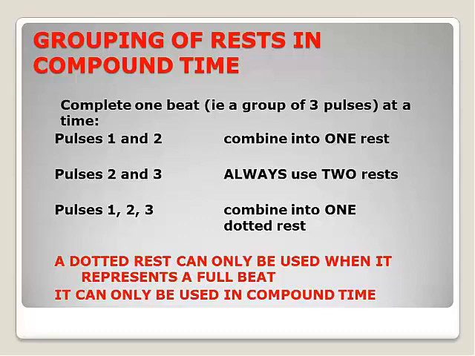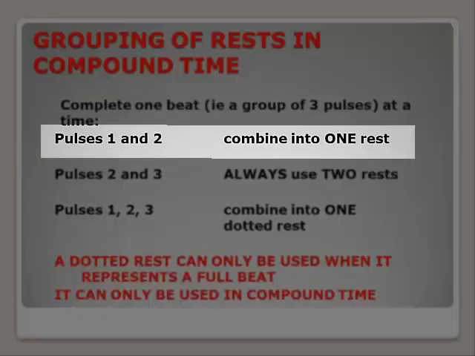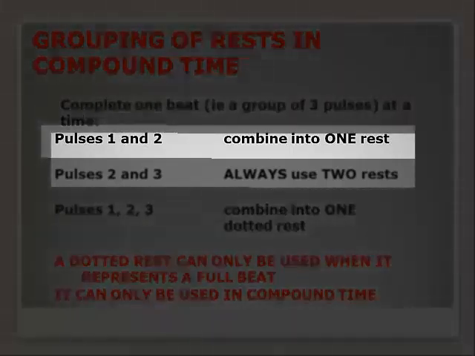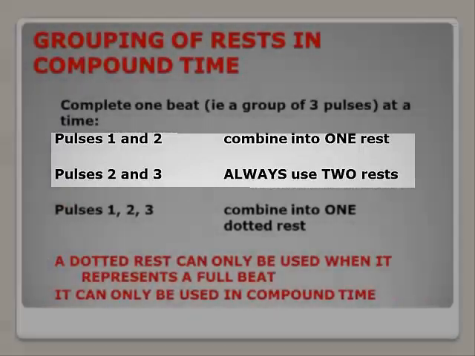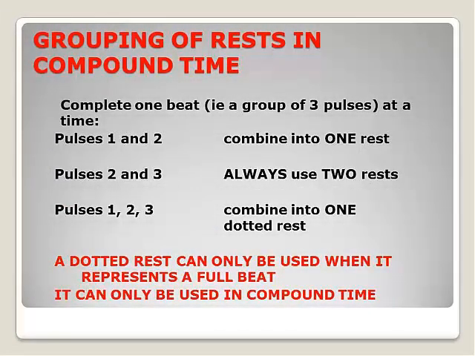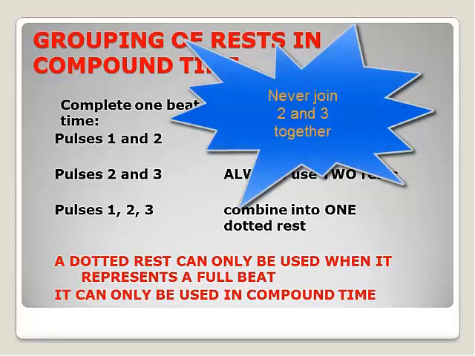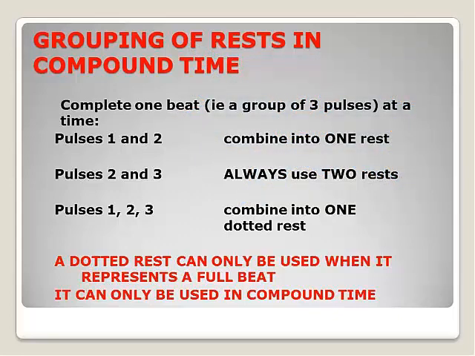Some of the rules that we learned in previous levels will help us here. Pulses 1 and 2 may be joined together, but remember pulses 2 and 3 can never be joined together. That's because the second and third pulses, and in simple time the second and third beats, can never be joined together because that would be a weak beat connecting to a strong beat. In compound time, it's the same rule. We're never joining the second and third beats together or the second and third pulses.